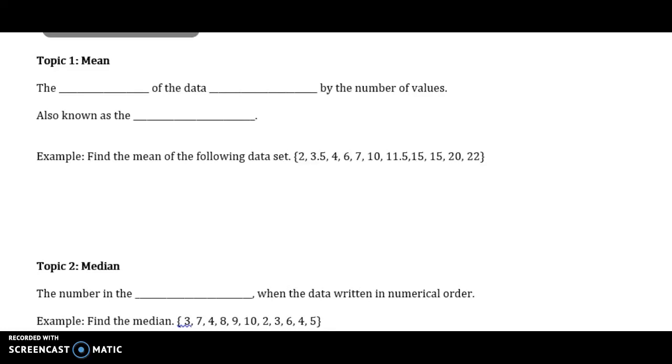Hello class. Today we are starting our first day of boot camp for the Algebra 1 EOC. And today we're going to be talking about mean, median, and mode.